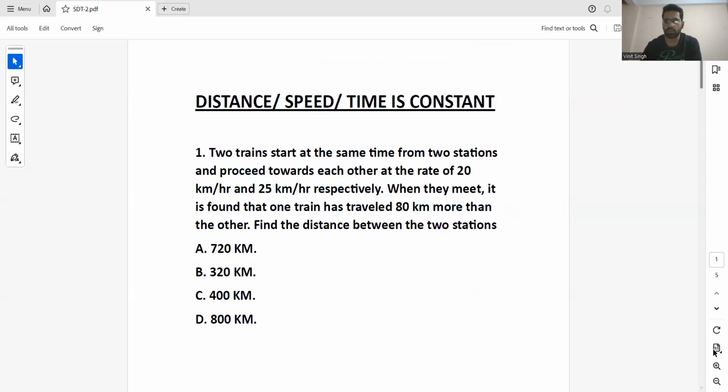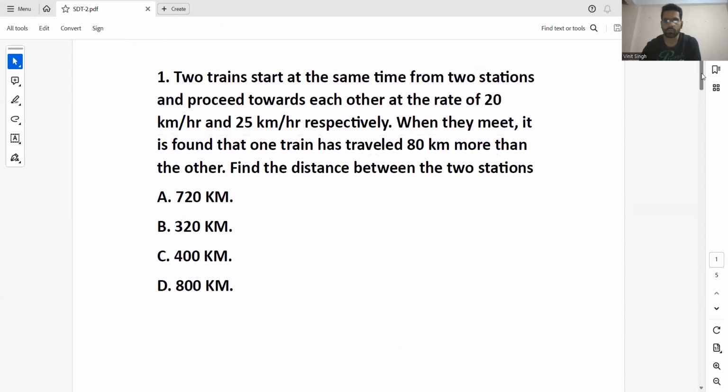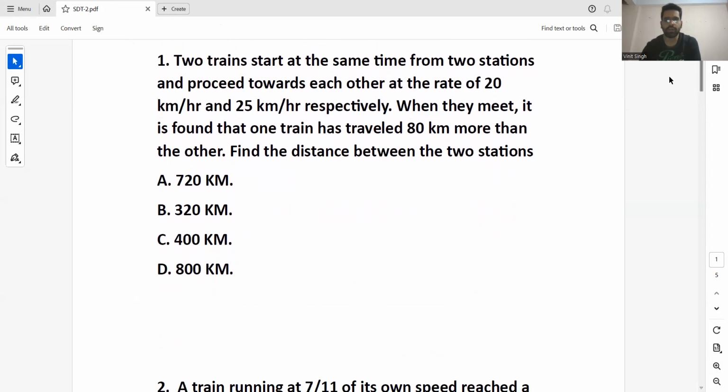Now, question number 1. Two trains start at the same time from two stations and proceed towards each other at the rate of 20 km per hour and 25 km per hour respectively. When they meet, it is found that one train has traveled 80 km more than the other. Find the distance between the two stations. So we have to find the distance between the two stations.